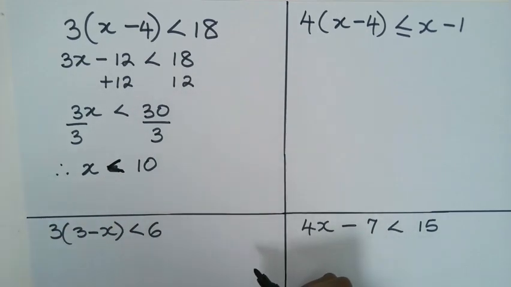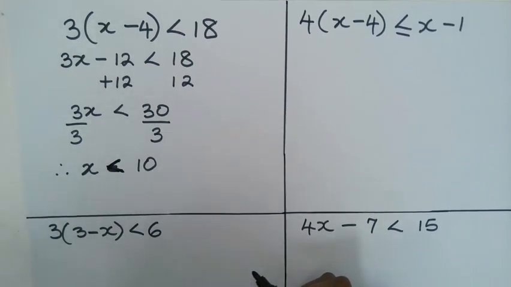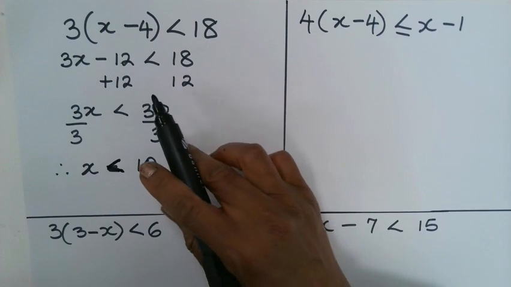So if we're trying to show that on the number line, we'll know that it's going to be an open circle. And if it's an open circle, the arrow should be going towards the left because the left is the minus. Now we look at this one, same as this.